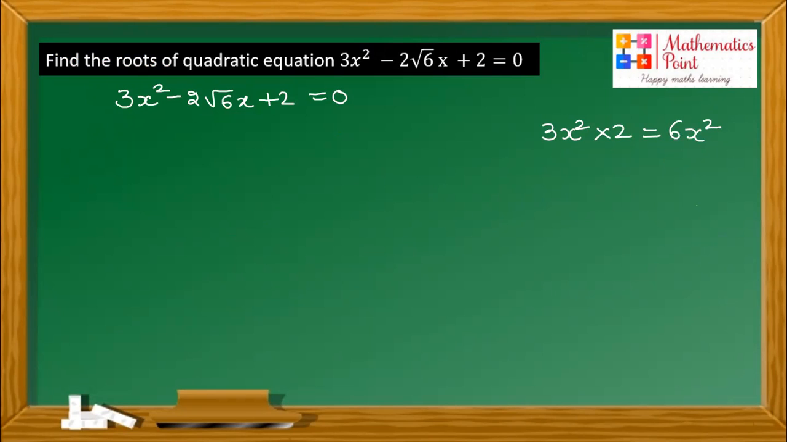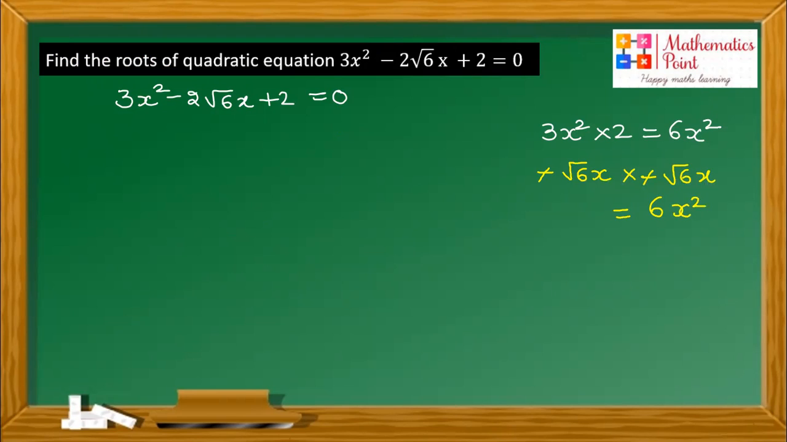So what are the possible numbers? The possible numbers are minus root 6x multiplied with minus root 6x. See, when we multiply them, minus cancels with minus, and root 6 when multiplied with root 6, we get 6, and x multiplied with x, we get x square.